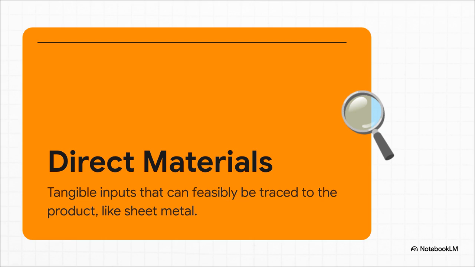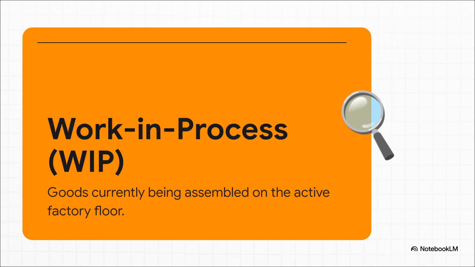Oh, and here's a key detail to remember. Any costs to bring those materials to the production line, like freight in, absolutely get lumped into this direct materials cost. Then we hit the second category, work in process, or WIP.